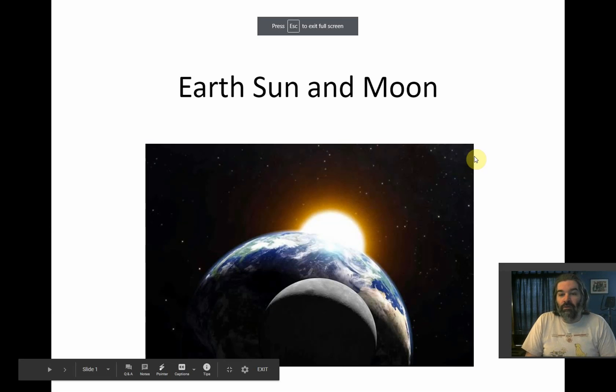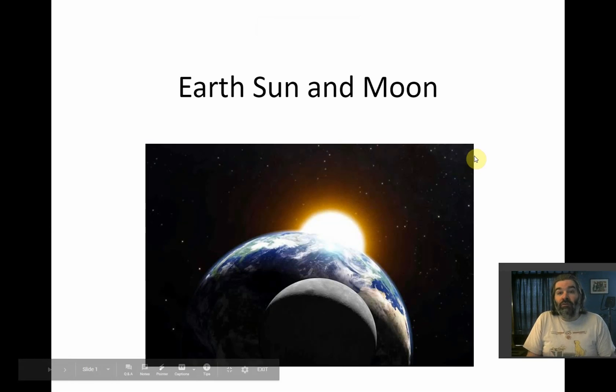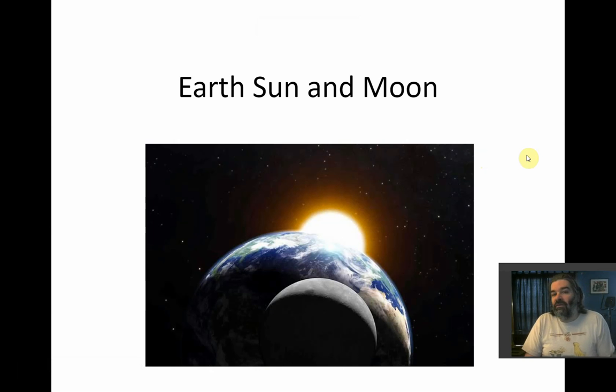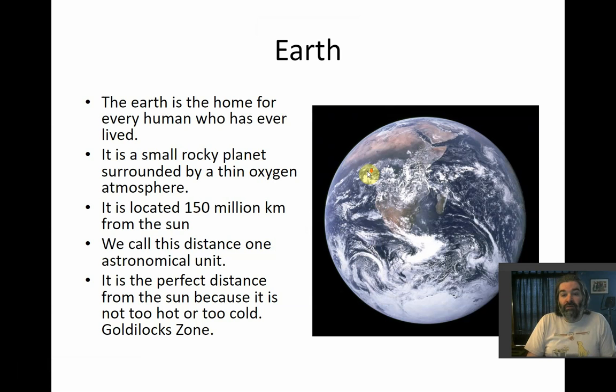Looking at the Earth, Sun, and the Moon. These are the three things whose motion affects a lot of things on Earth that we may not realize. We're going to look in much more detail at suns and how they work later in the course in Unit 3. But for right now, we just want to look at how the sun influences the Earth.